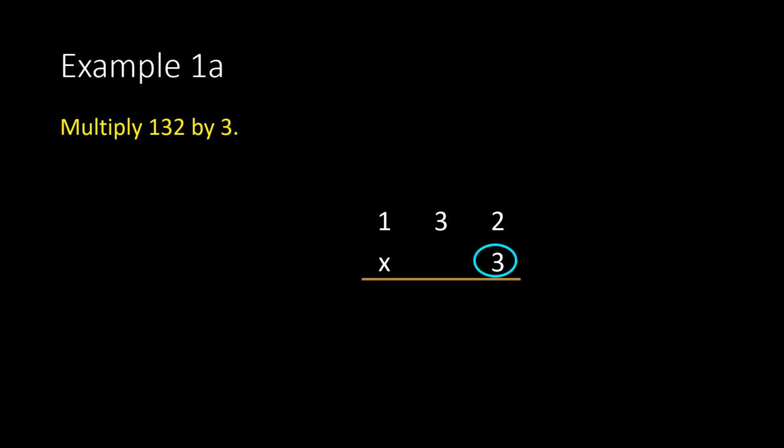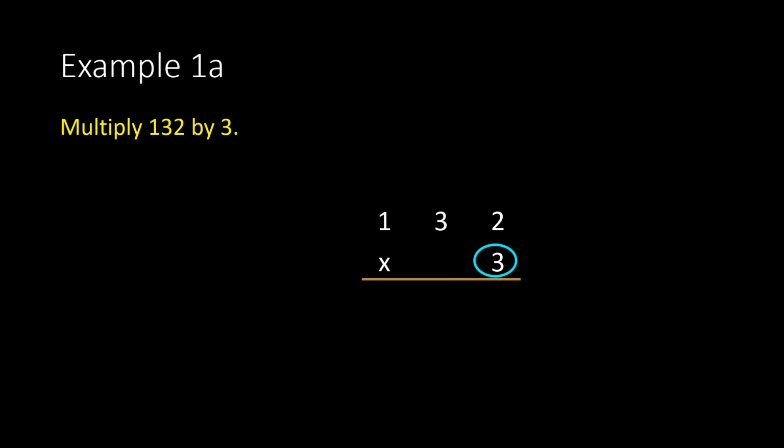Let's take a look at the first example. We're required to multiply 132 by 3. We're going to set this calculation up as shown on your screen, and then multiply the digits one at a time from right to left.